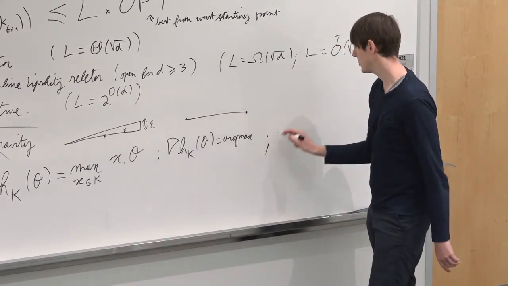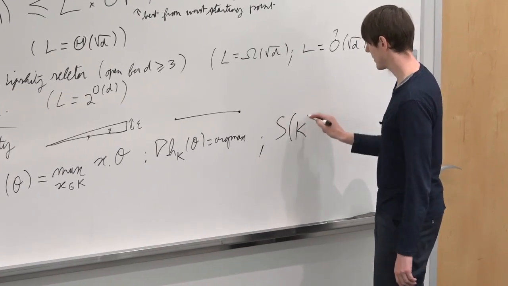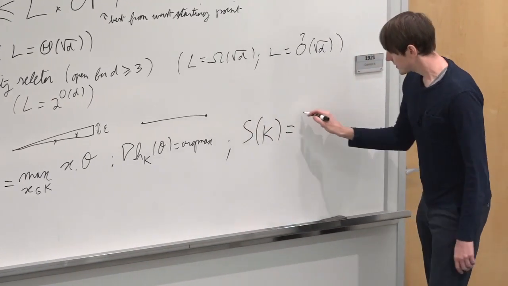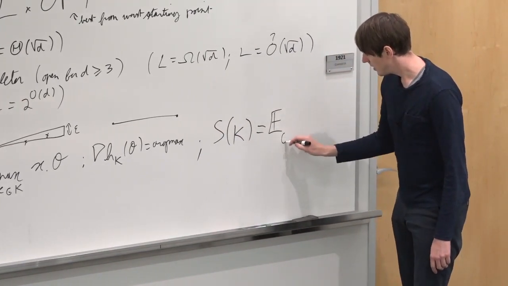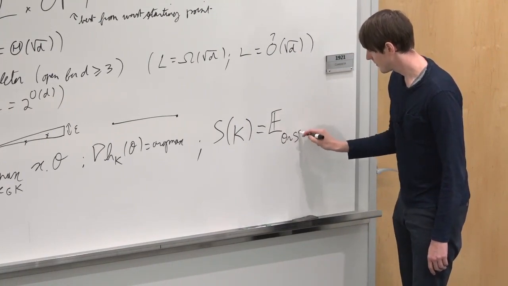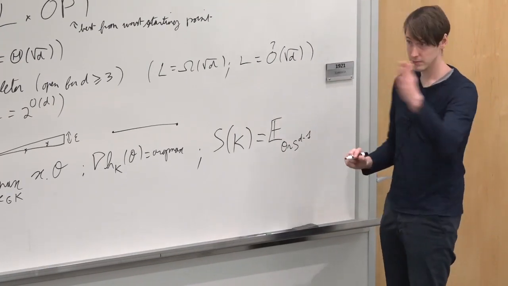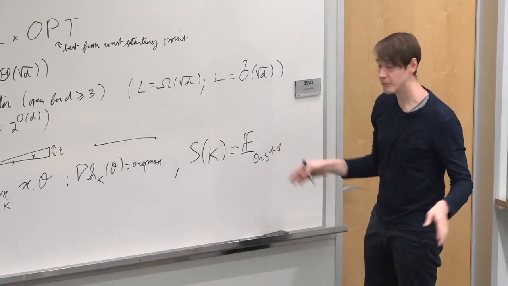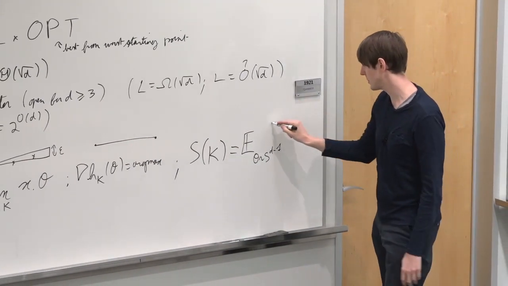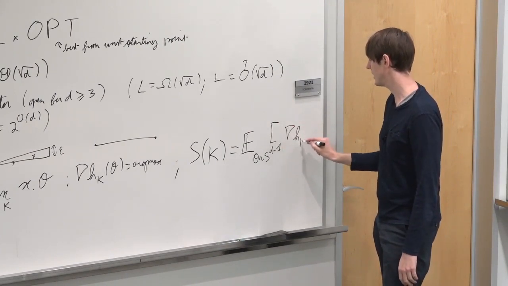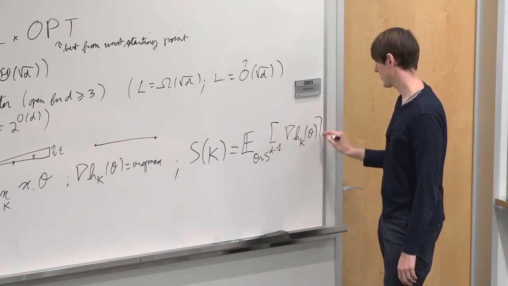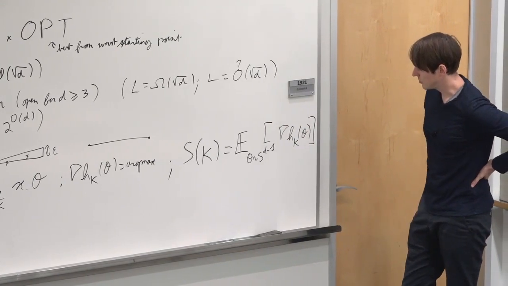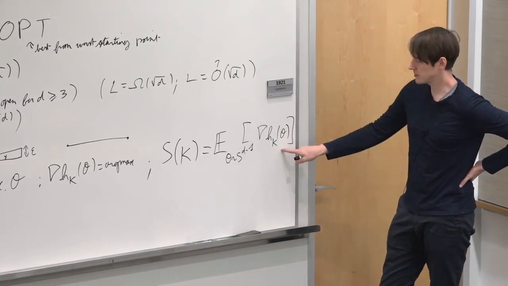So the Steiner point of a set K is: I take a random direction, and then I look at how far I can go in that direction, and I just average all of those answers. So I just take the expectation of the gradient of h_K at theta. This is quite a beautiful formula. Okay, does that make sense?